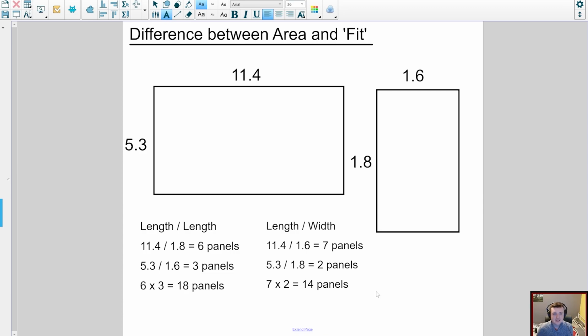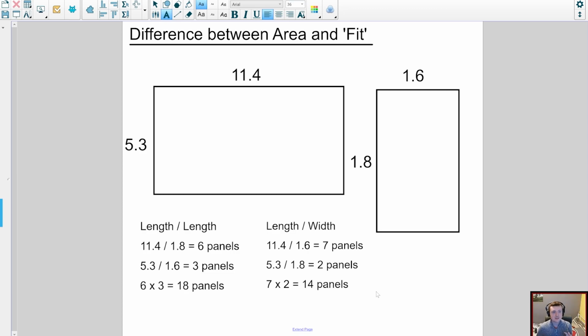But for things like paint and turf and things that are very, very small that you can fit in little gaps, then we don't need to worry about fit. We just work out how much of one area can fit into the area of another. But that's the difference between area and fit. And that's the sort of questions you'll be given.